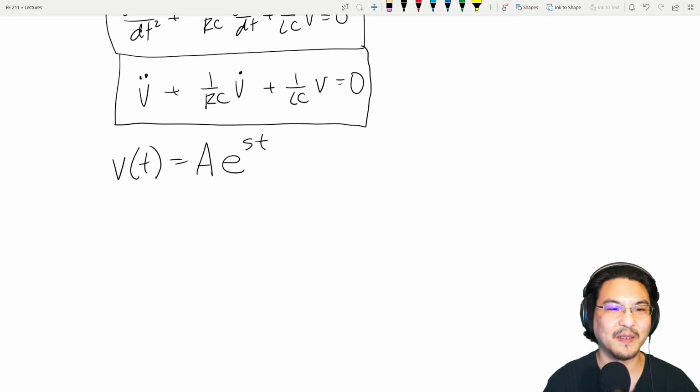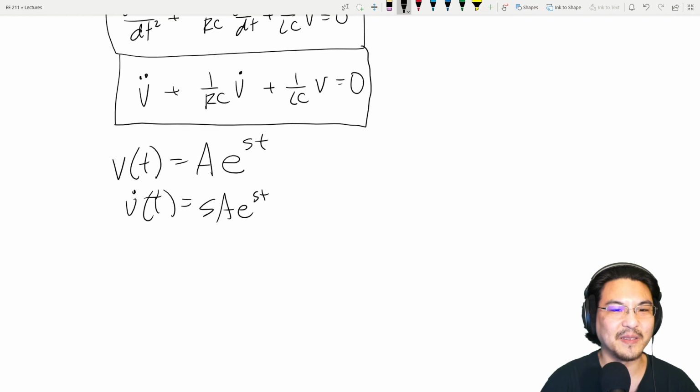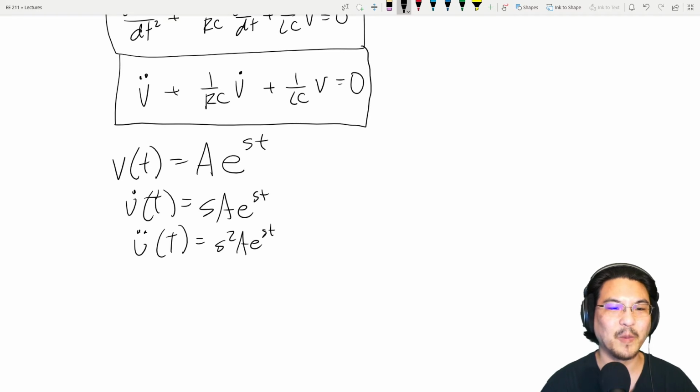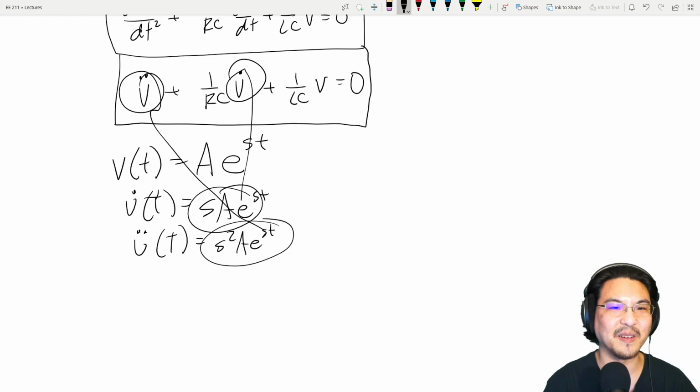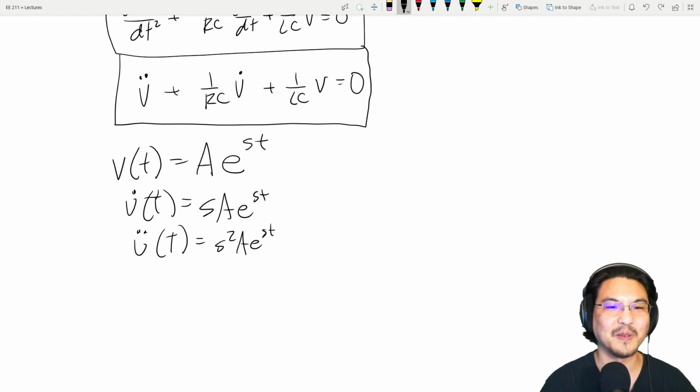Okay, let me do that right now. What is v dot? s a e to the st. What is v double dot? s squared a e to the st, right? So then we can plug this in here, plug this in here. So let's substitute this into the ODE.